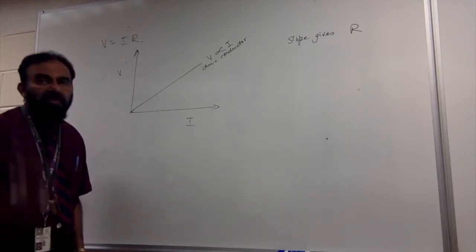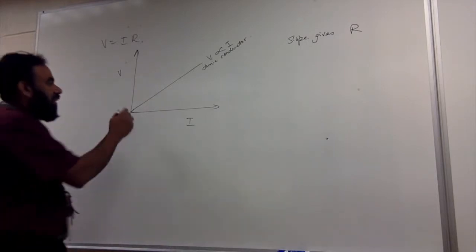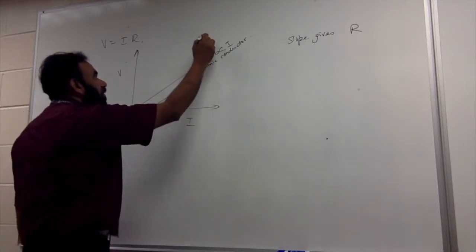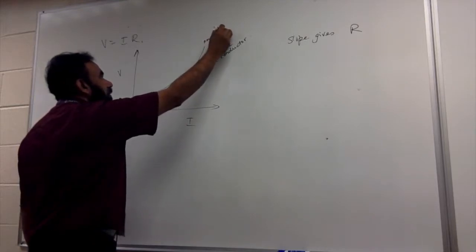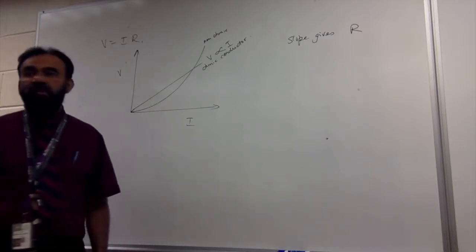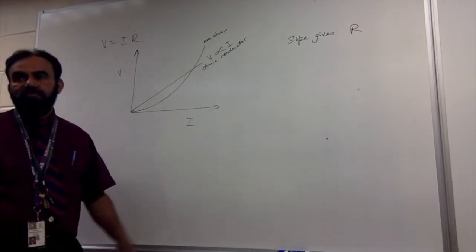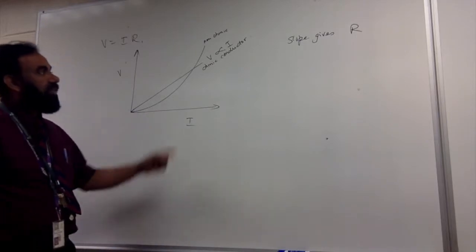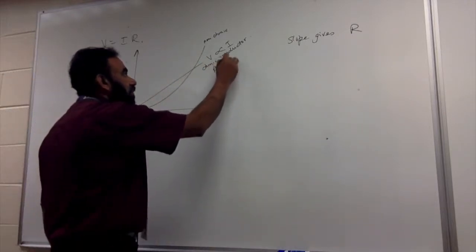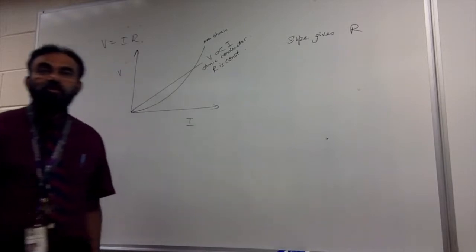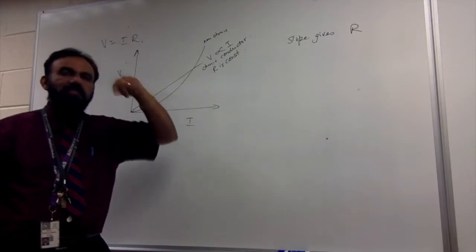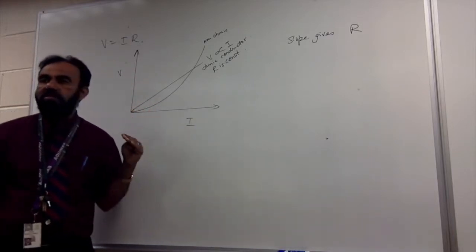And when it is a non-ohmic conductor, what is a non-ohmic conductor? A conductor that has its resistance changing with current. So that is a non-ohmic conductor. Why we say it's non-ohmic? Because it doesn't obey Ohm's law. Ohm's law is V is proportional to I, which means the resistance is constant. Constant slope, constant resistance. But this one is a non-ohmic conductor, which does not have a constant resistance.